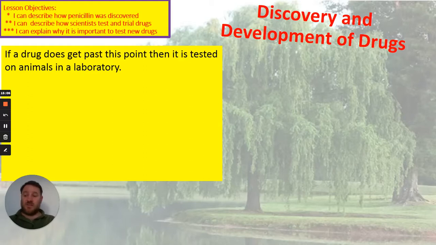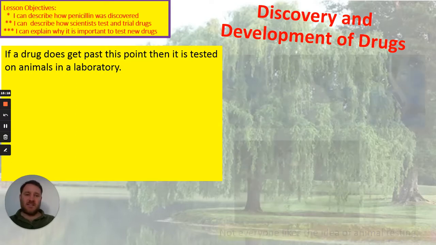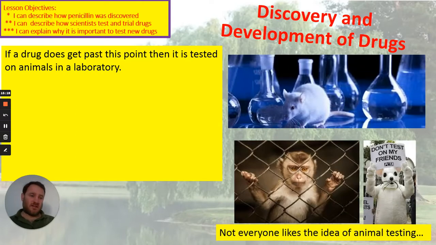So if the drug does get past that point, so it's not toxic and it does exactly what we want it to do, then we have to do some animal testing. The drug has to be tested on animals. And a lot of people are against this, and I understand why. I can see why people don't like the idea of drugs being tested on animals. But to play devil's advocate, would you rather test a drug on a human being or a child or even a baby, or would you test it on a rat or a monkey?